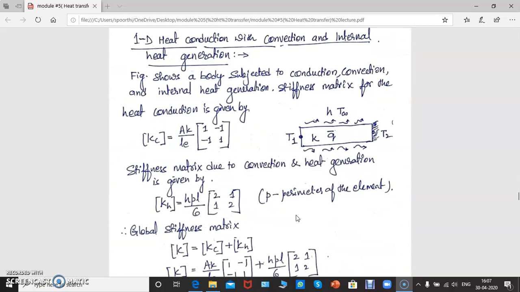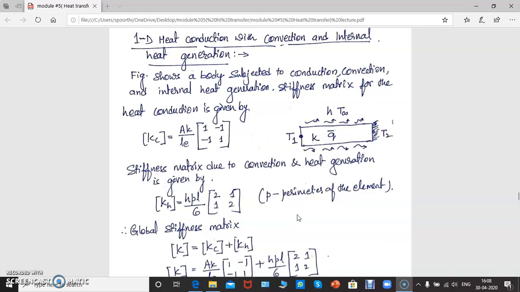Now let us talk about 1D heat conduction with convection and internal heat generation. This is the next type of problem. Now we look at the figure. Now this is the body, T1 and T2. Now there is heat generation here, heat is getting transferred. Now on one side there is convection.